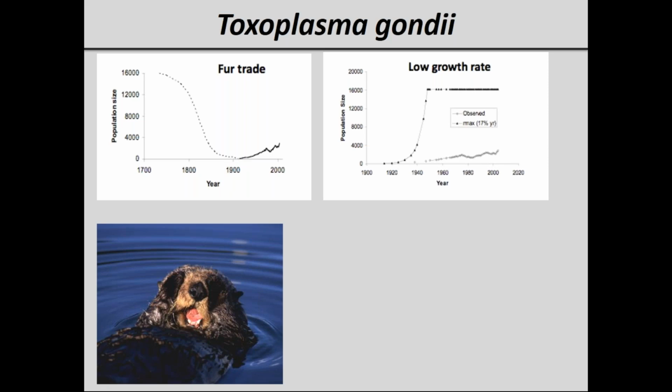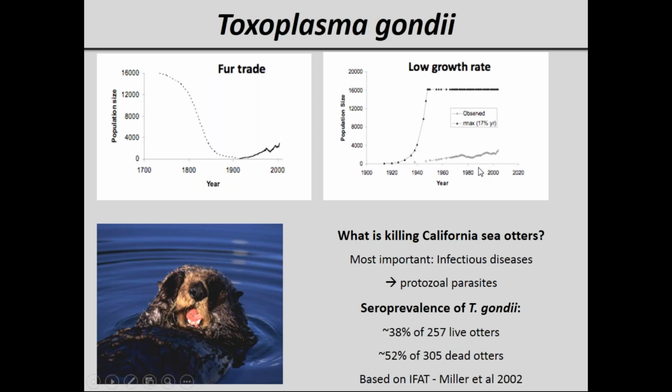However, their population failed to recover at what would be predicted rates. The carrying capacity is estimated at about 16,000 sea otters, and yet their population has hung out down here in the lower range of about 3,000. So researchers took a closer look at why sea otters were failing to recover in population, or what was killing sea otters. What they found was that infectious diseases were among the most important causes of sea otter death, and among those, protozoal parasites were important.